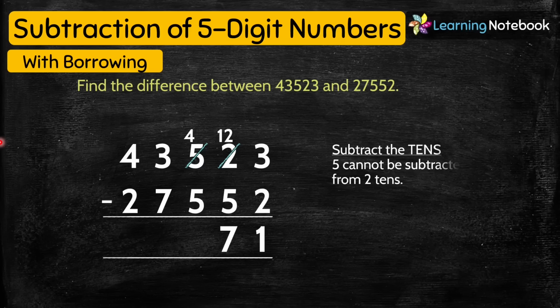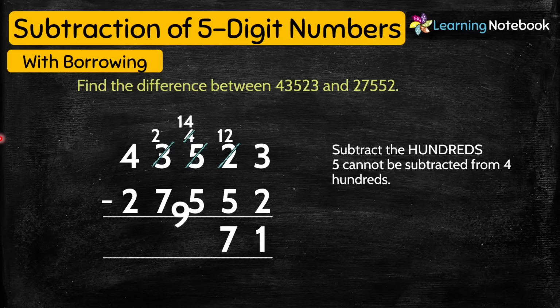Let's move to hundreds place. But again 4 is weaker than 5. So 4 will borrow from thousands place. So 3 becomes 2 and 4 becomes 14. And 14 minus 5 equals 9.